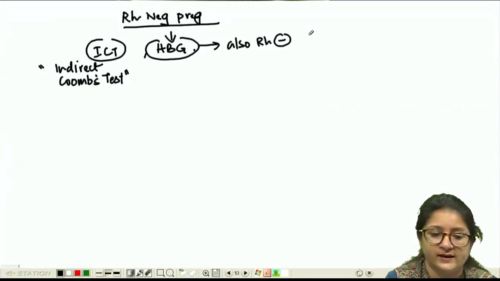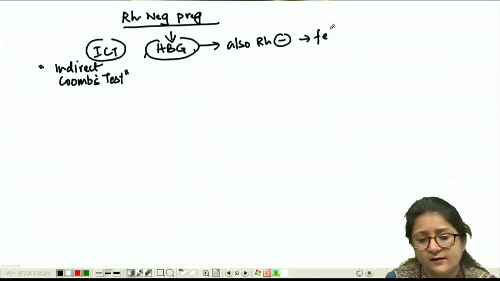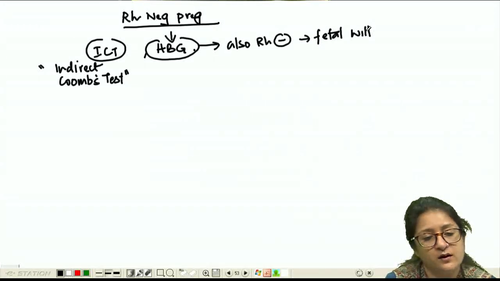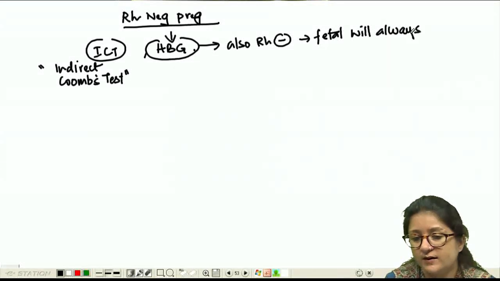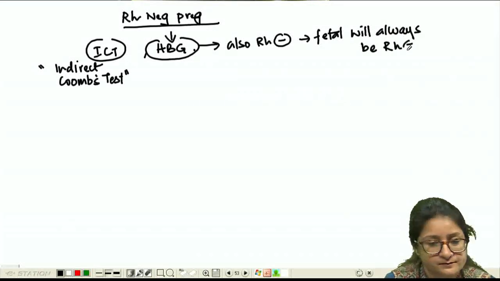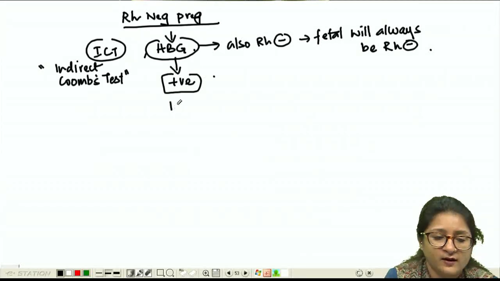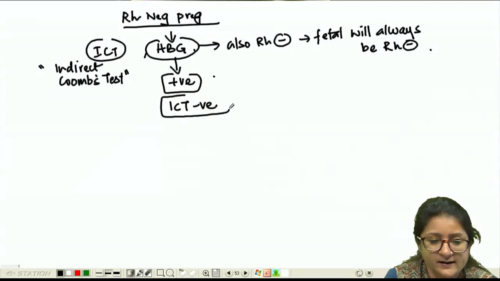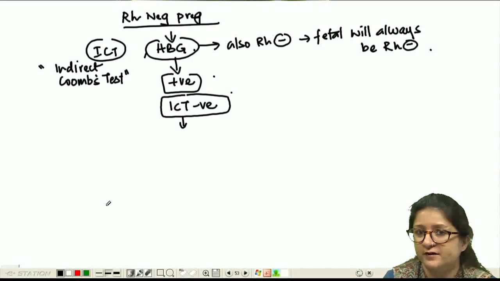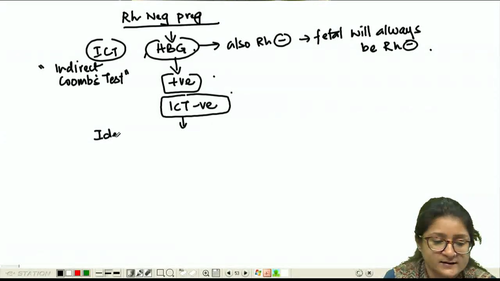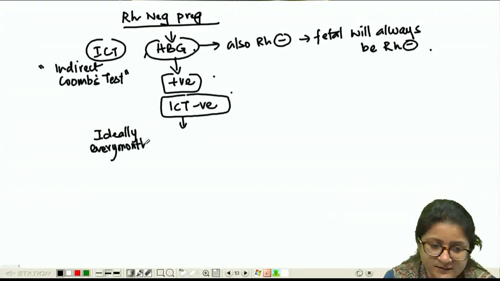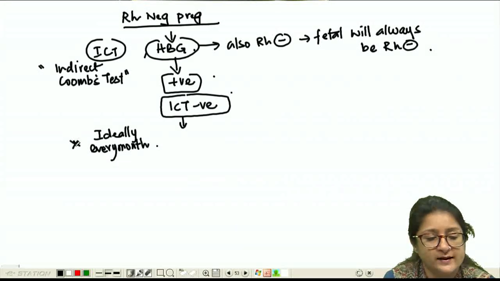then it is okay, nothing needs to be done. The fetus will always be RH negative, so nothing needs to be done. If the husband's blood group is positive and your ICT is negative, then ideally this ICT should be repeated every month.